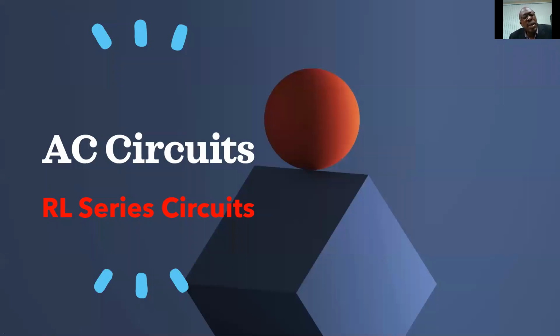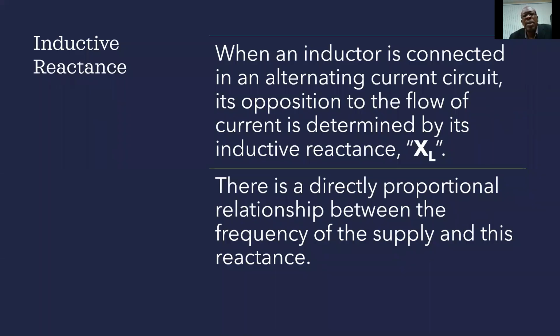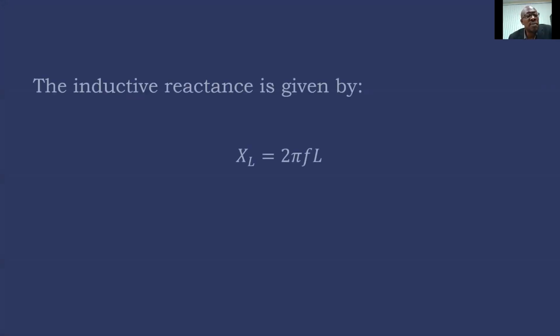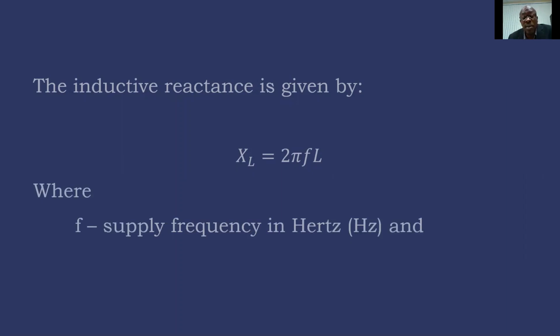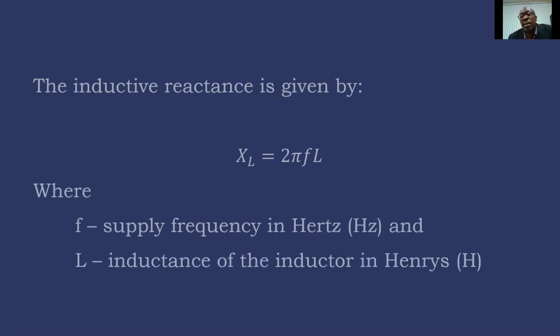Hello, today we'll be looking at RL series circuits. When an inductor is connected in an AC circuit, its opposition to the flow of current is determined by its inductive reactance. There's a direct proportional relationship between the frequency of the supply and this reactance. The inductive reactance is therefore given as XL equals 2 pi FL, where F is the frequency in hertz of the supply, and L the inductance of the inductor measured in henries.